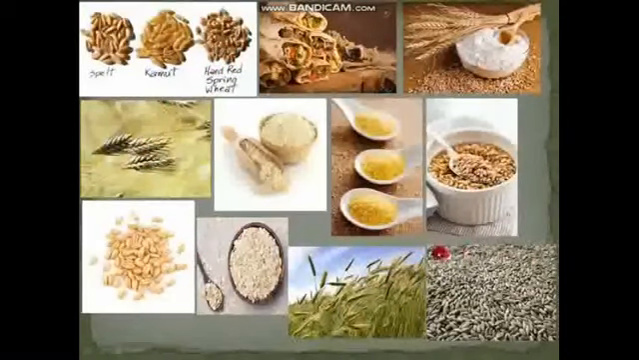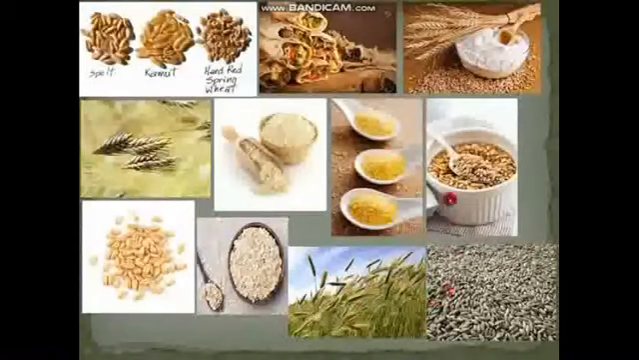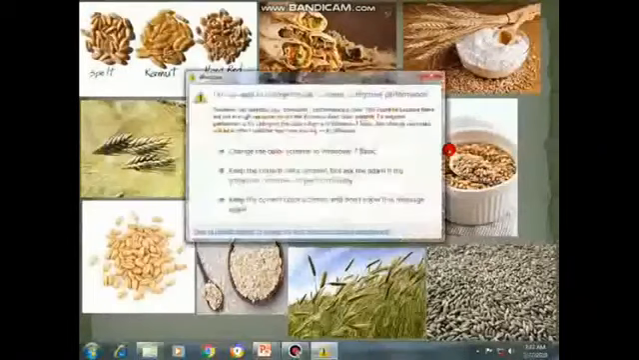When children at the age of 6 months to 4 years eat this kind of food, such food contains gluten, so there will be a 70 or 80% chance of celiac disease.